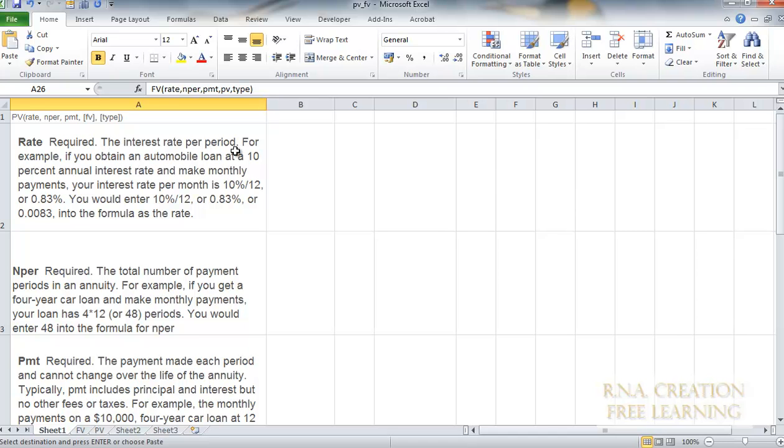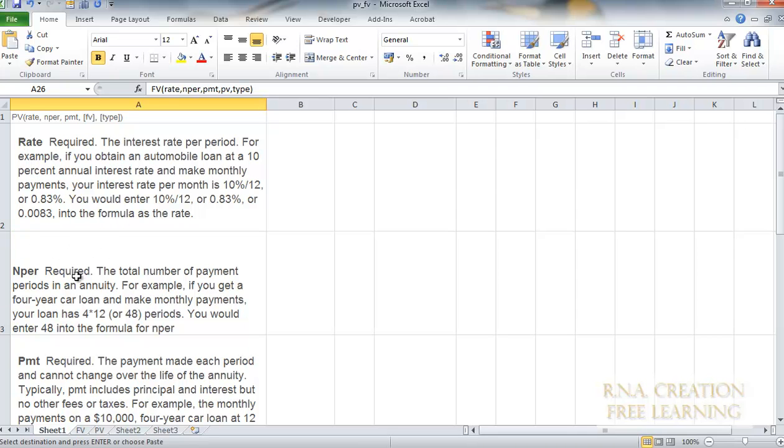Rate is required: the interest rate per period. For example, if you wanted to obtain an automobile loan at 10%, the rate would be divided by 12 months. As you can see, you would enter 10% divided by 12 for the monthly rate of interest. That is how the rate is calculated, so it will come down to this. But it depends upon the context and how you are using the formula.